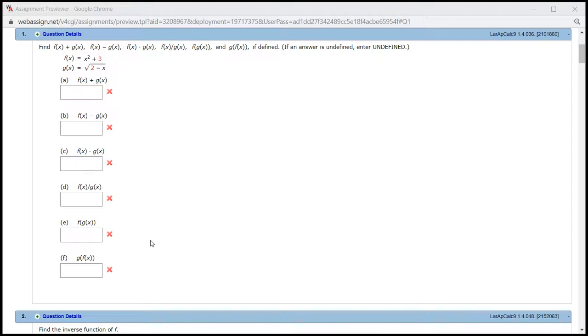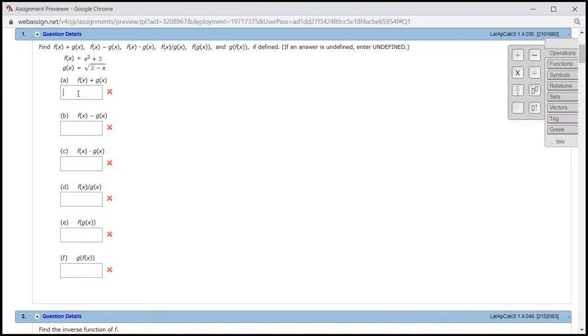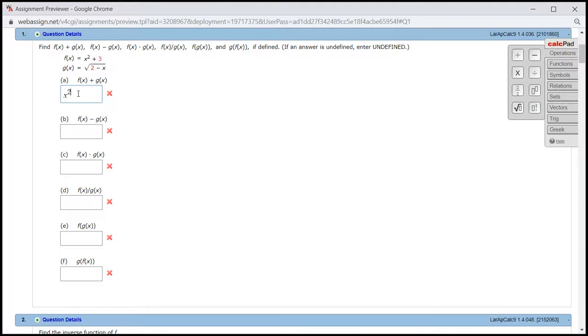All right, let's look at homework 1.4, 1.5, problem number 1. We have f of x given as x squared plus 3, and g of x is the square root of 2 minus x. So for f of x plus g of x, all we have to do is add them up. We have x squared plus 3 plus the square root of 2 minus x.